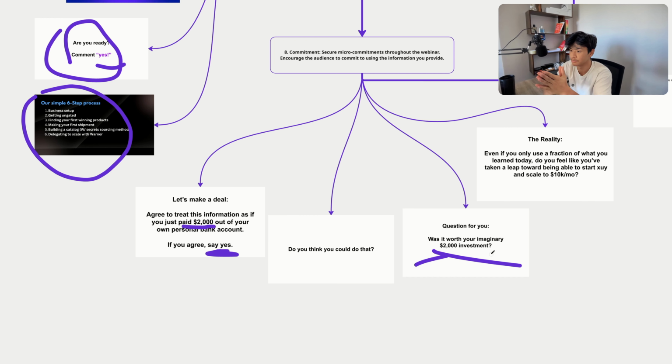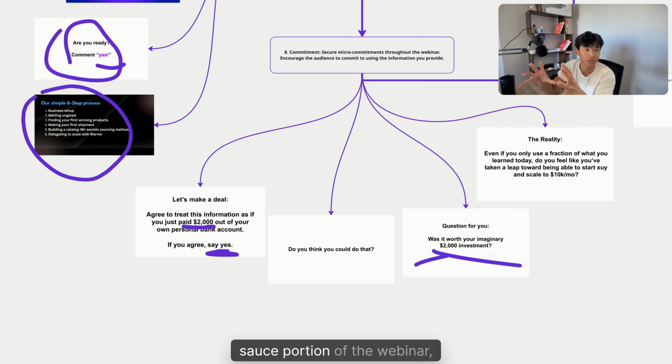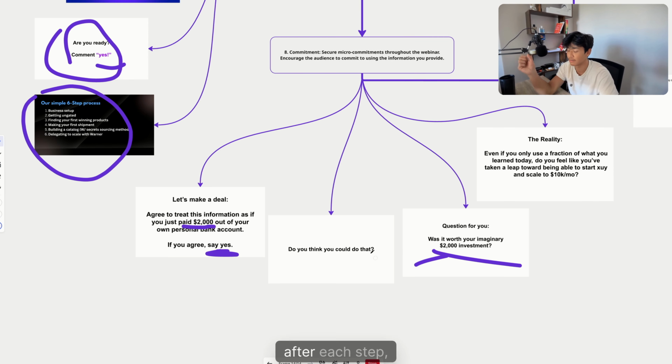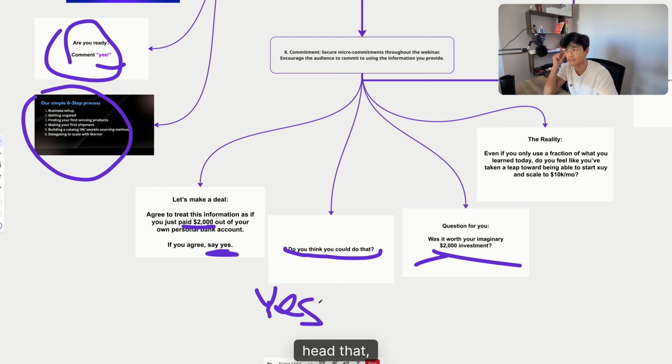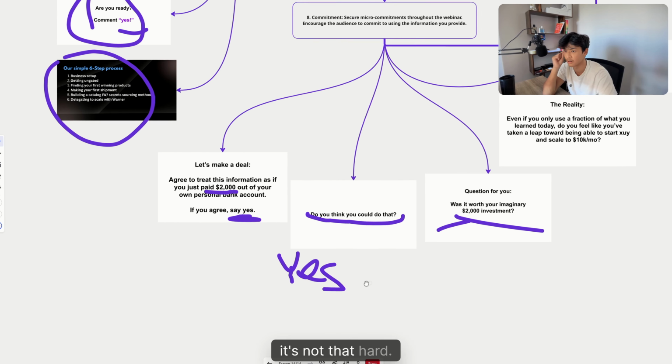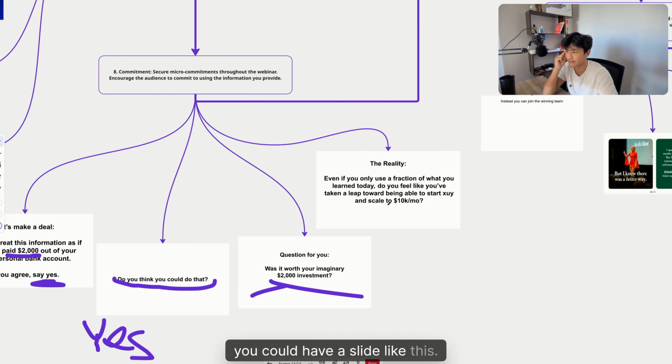And another thing is, throughout the sauce portion of the webinar, after each step you want to ask them if they could do that, or if they understand everything, and you want them to, again, spam yes, yes, yes, and have the micro commitments in their head that, yes, they can actually do it. It's not that hard. And lastly, you could have a slide like this.